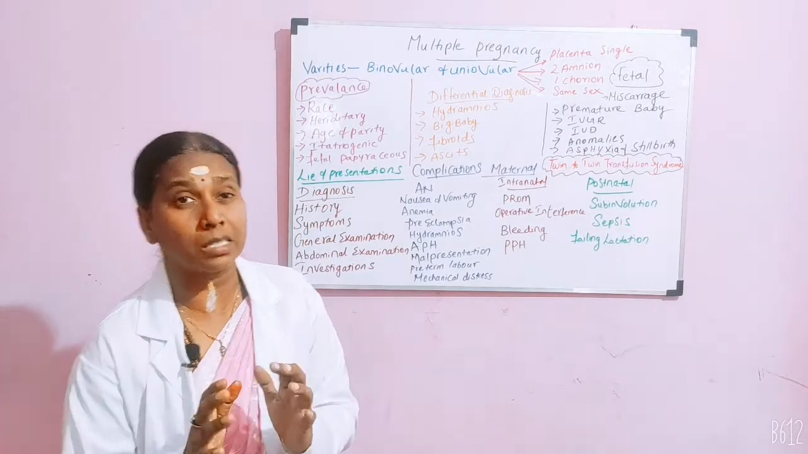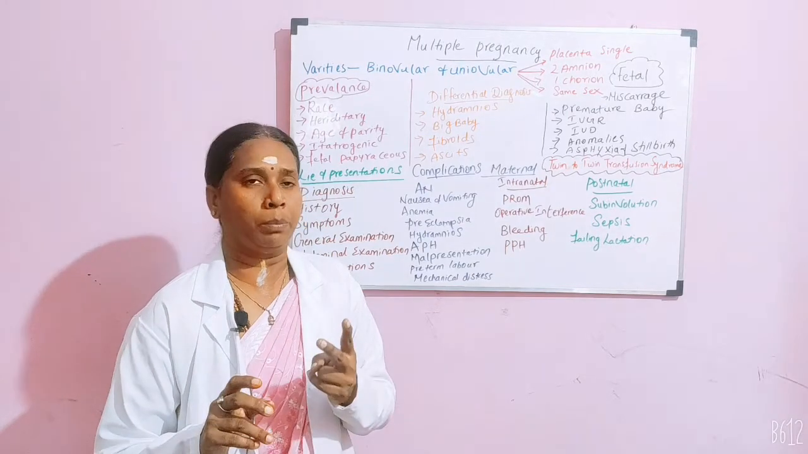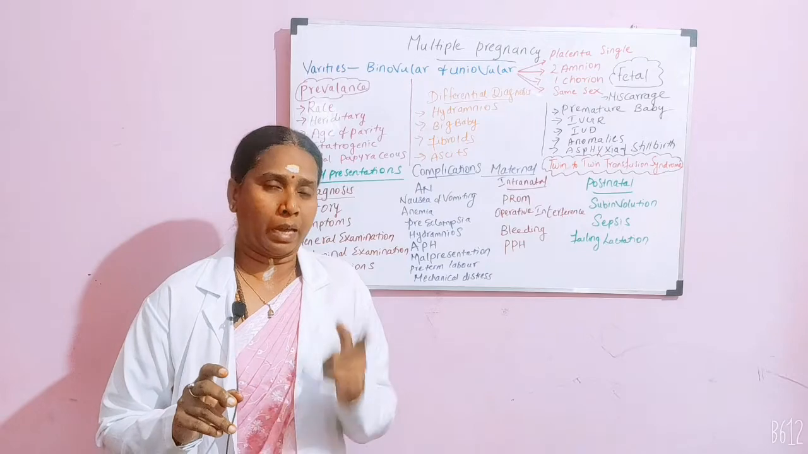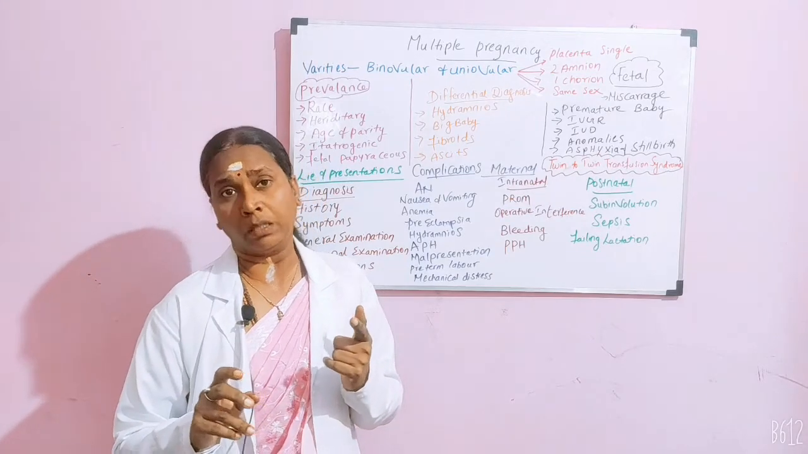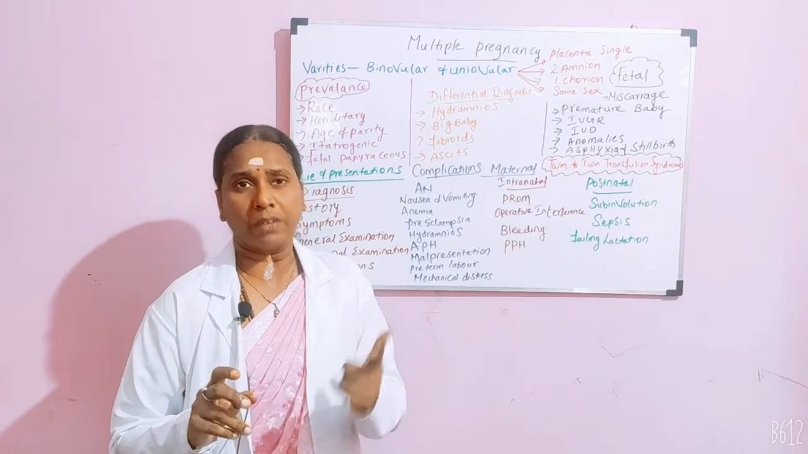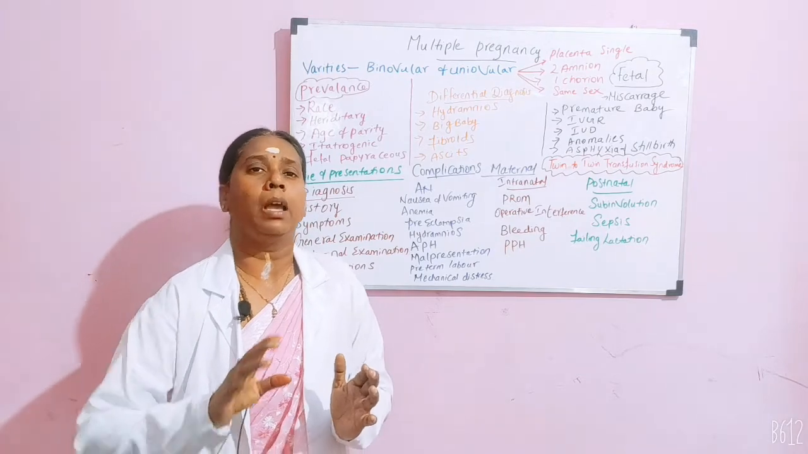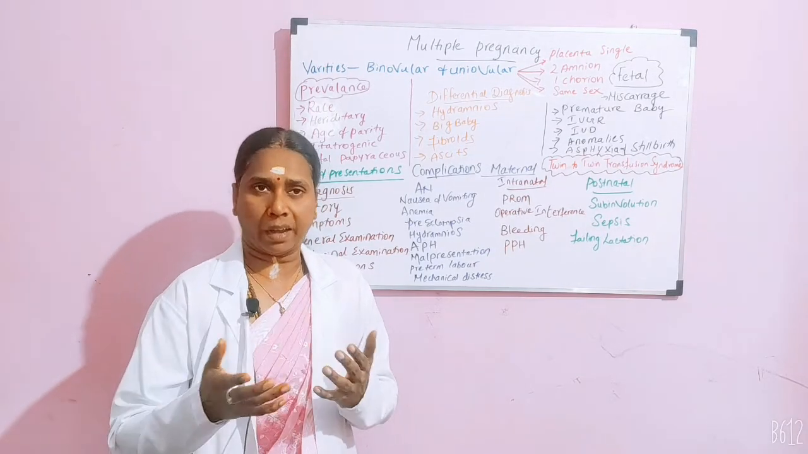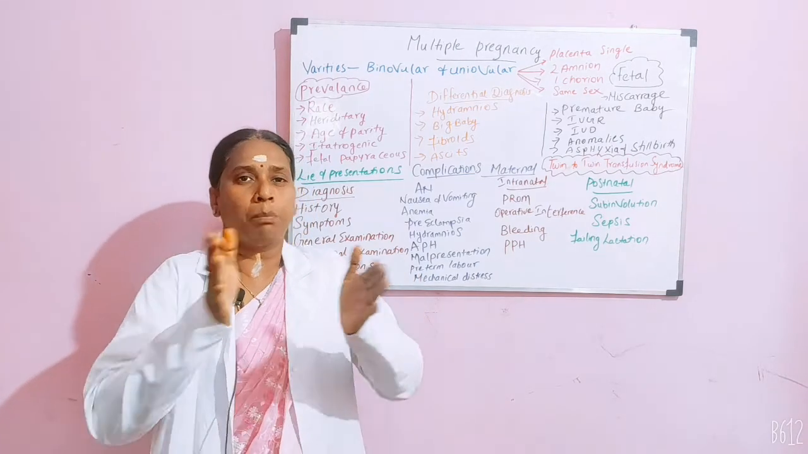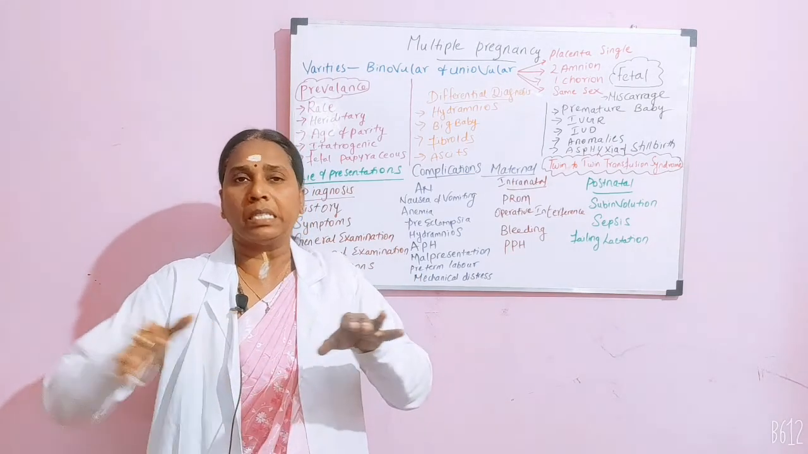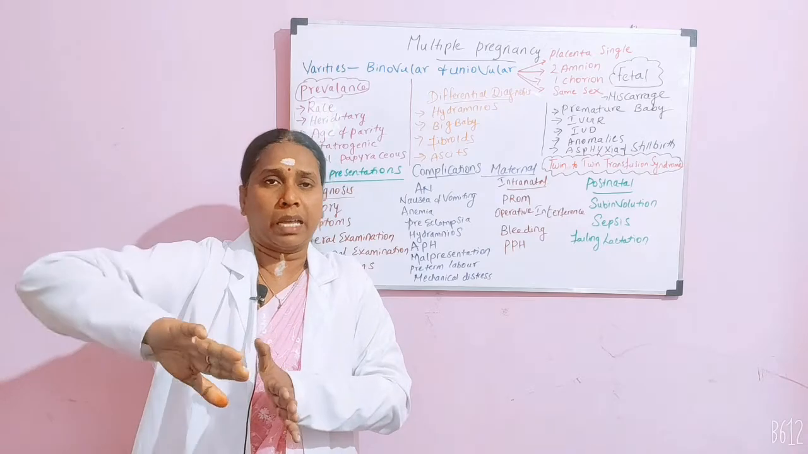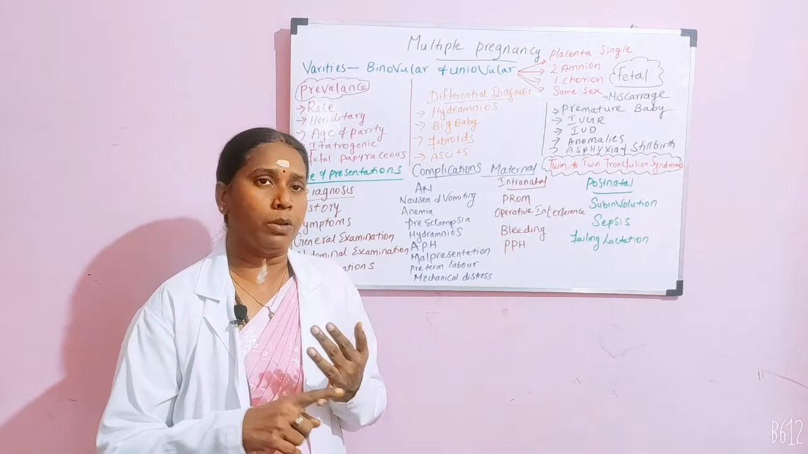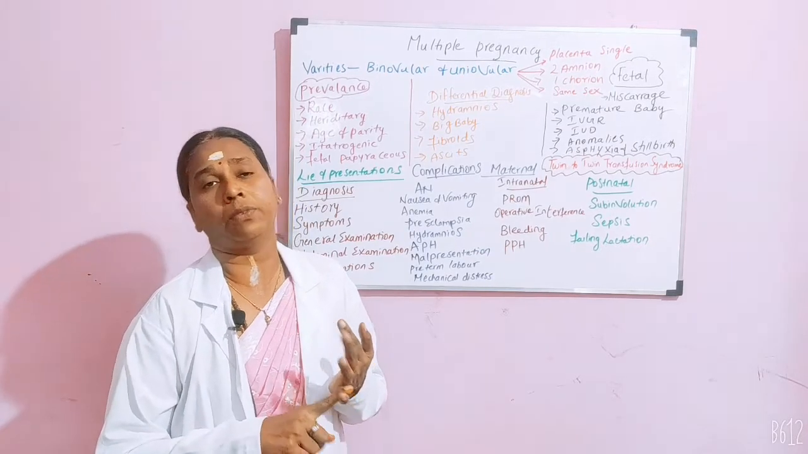So what is this condition? When you have a twin pregnancy, one of the fetuses dies inside the uterus of the mother. The death of that fetus is not going to affect the other baby. So one of the twins is dead, and it gets compressed between the fetal membranes and the uterine wall. It goes and attaches to the uterine wall. Sometimes it is ruled out when you are doing an ultrasonography.